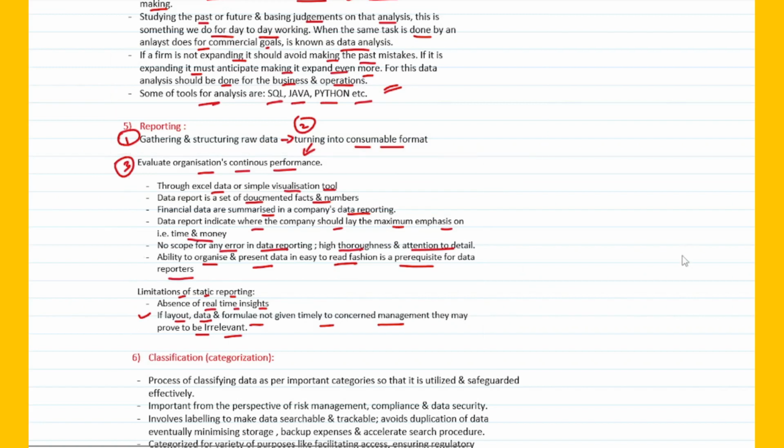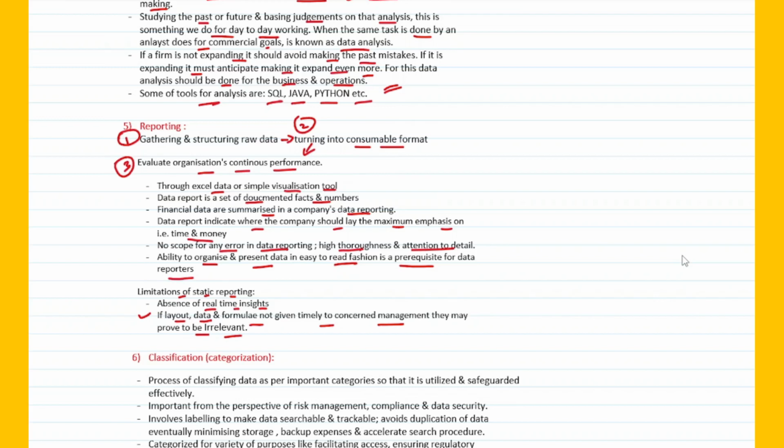So reporting is what? Reporting is nothing but gathering and structuring raw data. Then you turn it into a consumable format, that is an easy to read format, and which eventually helps you in what? It helps you in evaluating the organization's continuous performance. How is it done? It can be done through Excel data or a simple visualization tool. It is a set of documented facts and numbers. Financial data summarized in a company's data reporting is very, very mandatory. Data reports indicate where the company should lay the maximum emphasis, that is either time or money.